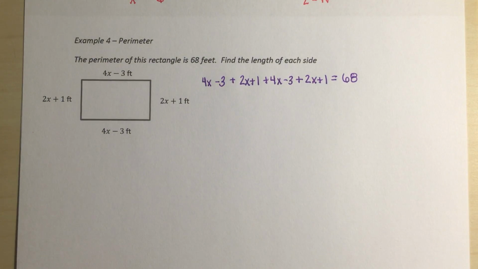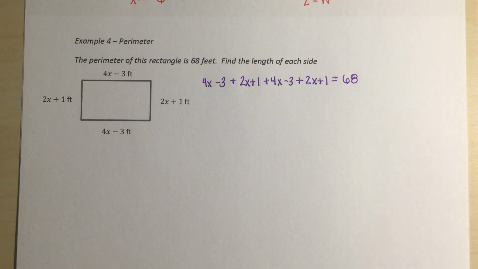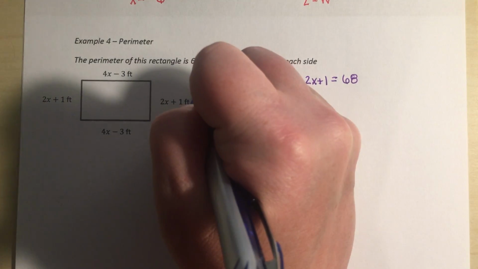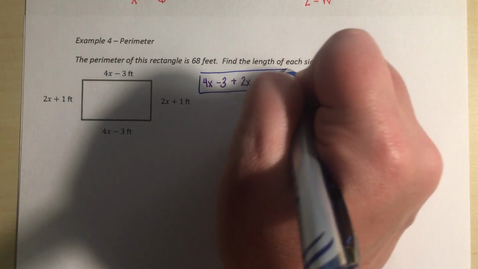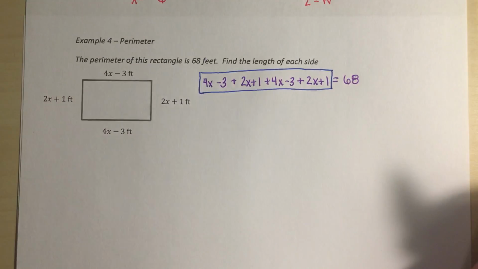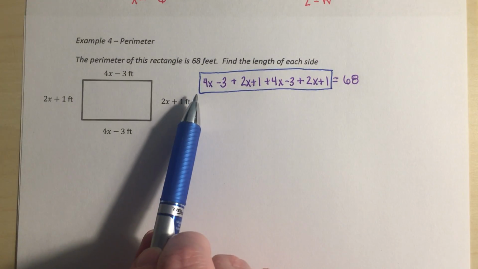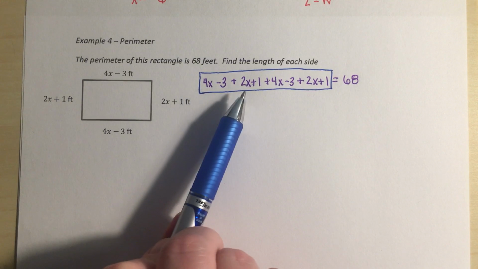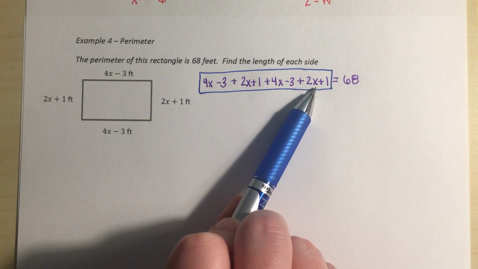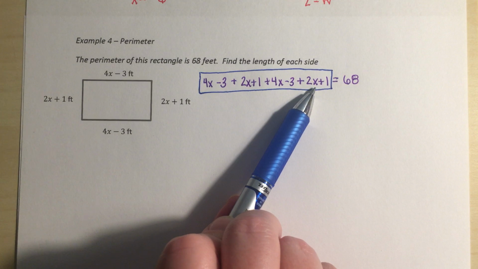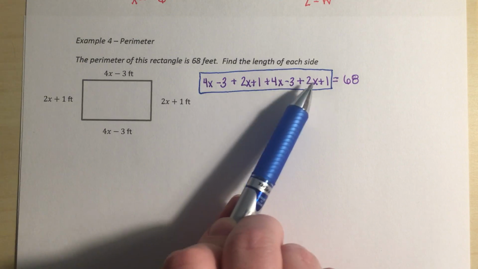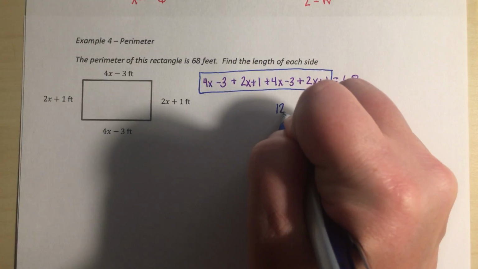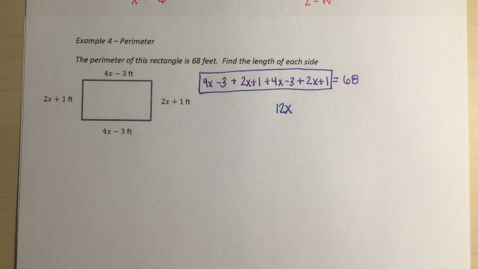Now, using what we did in the previous section, in example 3 that we just saw, we're going to take this big giant mess of terms and simplify them. We are going to combine everything that we can. I'm going to start by looking at the x terms. So I have a 4x, a 2x, a 4x, and a 2x. All of those are positive, so we're going to add those together. 4 plus 2 is 6, plus 4 is 10, plus 2 is 12. So I have 12x.